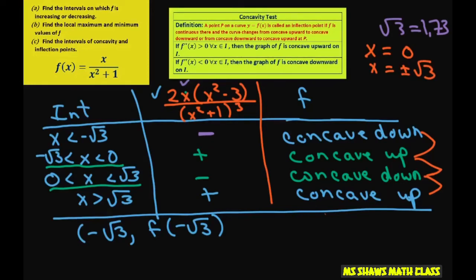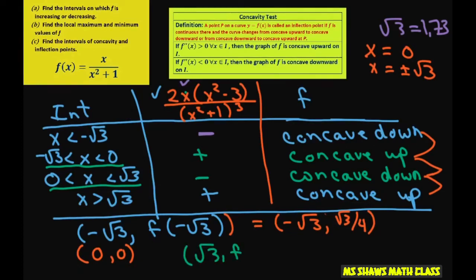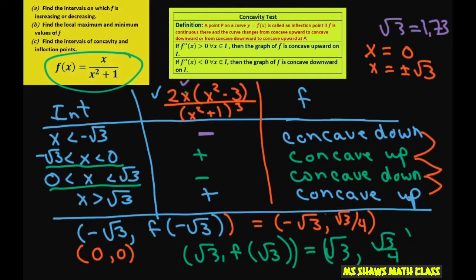So when I plug this in, I'm going to get negative square root of 3 and square root of 3 divided by 4. If I plug in 0, I just get 0, 0. And then let's plug in the positive square root of 3. You go back to your original equation and just plug it in. And that's going to give you square root of 3, comma, square root of 3 divided by 4. The y-value in the first point should have been negative. Sorry about that.